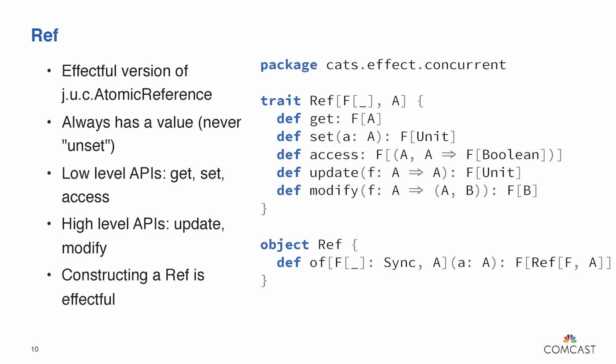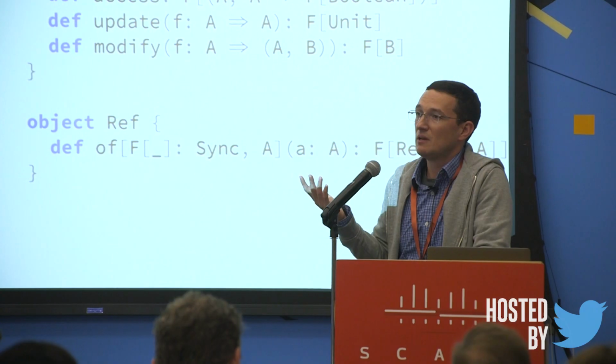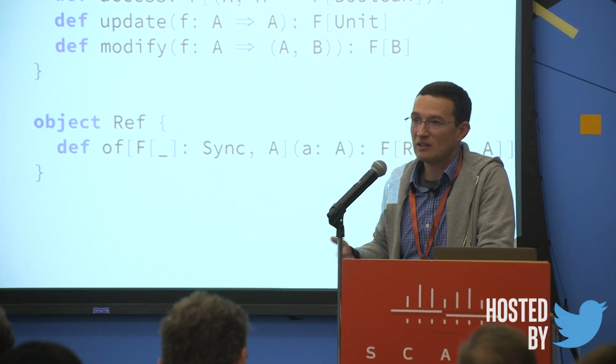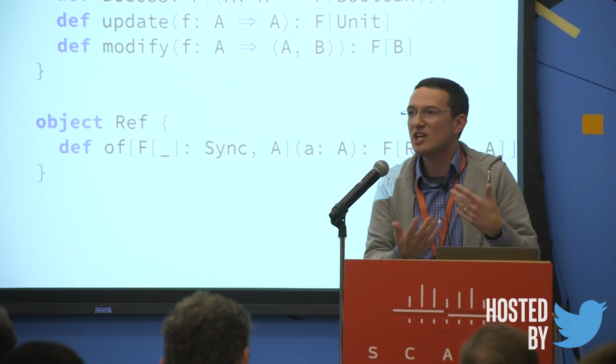I can't just new a ref. The Ref companion object here has this `of` method. Its return is an F of Ref FA. So the construction of our ref itself is suspended in our effect type. Why can't we just new a ref? The answer comes down to substitutability: program meaning changes under substitutability.